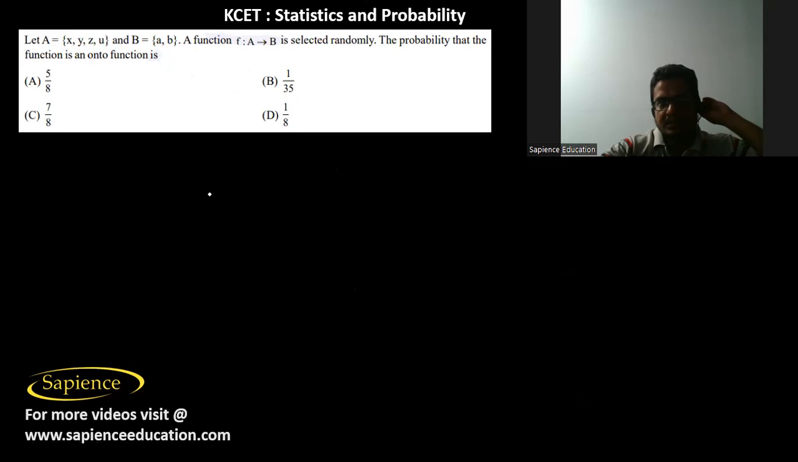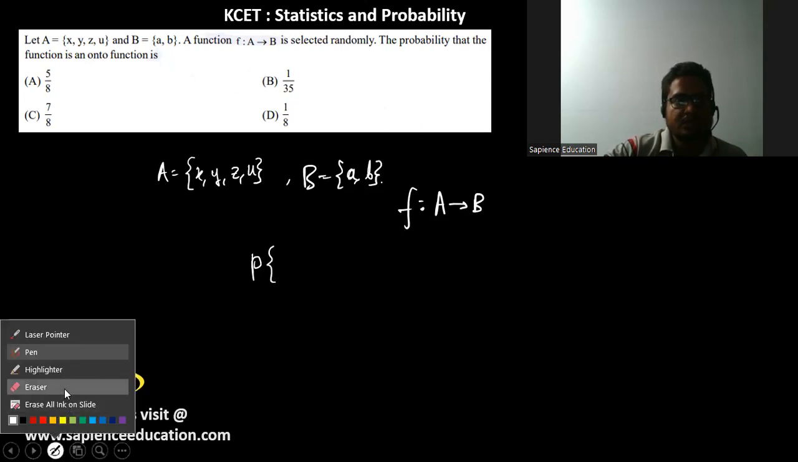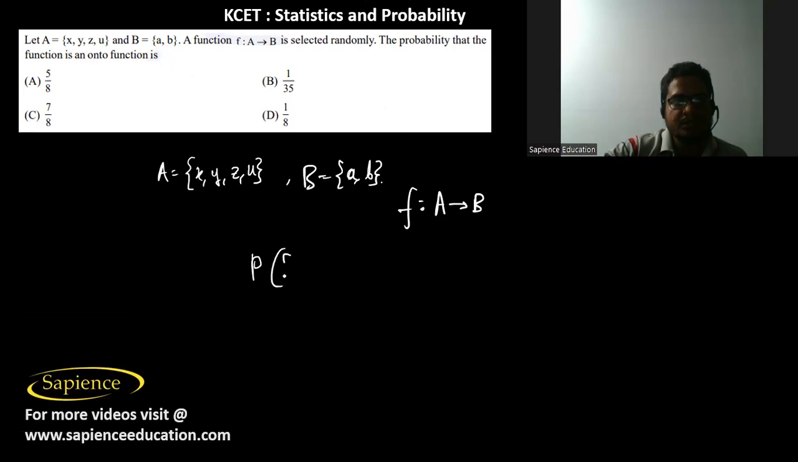Then here it is told that let A be the set x, y, z, u, and B be the set A, B. And then F be a function which maps A to B, and the function is selected randomly. Then we have to find the probability that the function is an onto function. The probability that the function f is onto, that I can tell is 1 minus the probability that the function f is not onto.